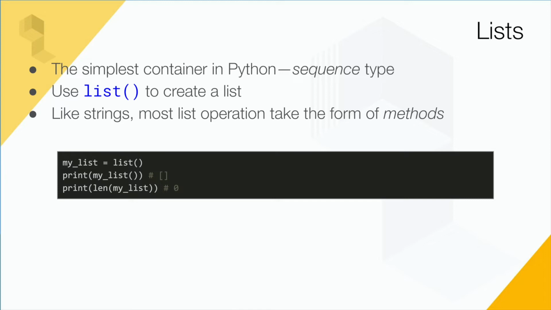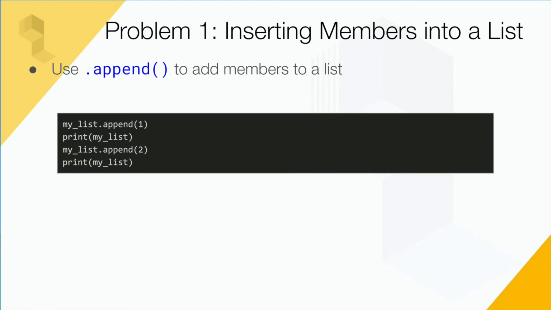If you recall from the section on strings, most string operations take the form of methods because of how complex they are. The same is true for lists. Let us see the set of operations to solve the problems we presented at the beginning of part 3. Problem number 1, inserting members into a list. The append method is the most straightforward way of adding members to a list.